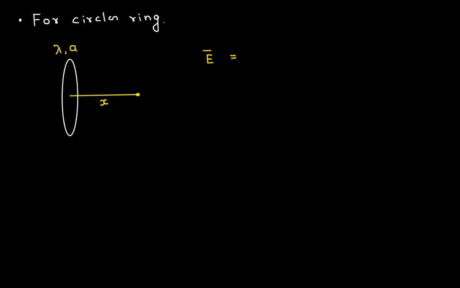Okay. So in terms of total charge, you can write it as KQx divided by (x squared plus A squared) to the power 3 by 2. It looks like you guys did not come prepared. This Q is equal to lambda into 2 pi A. Okay. Anyways, this is for the circular ring.